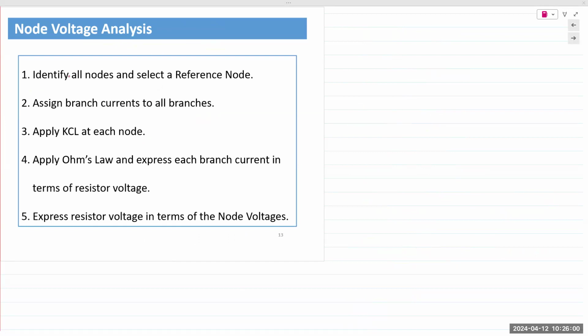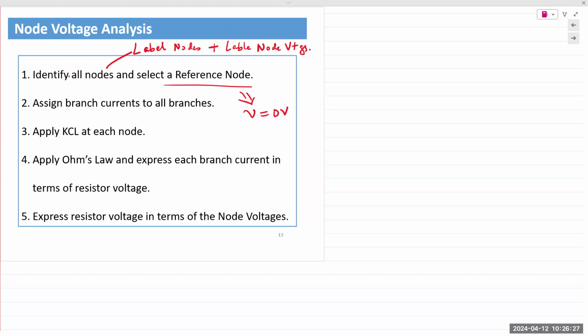Identify all the nodes, label all the nodes, and label all the node voltages, plus and minus label. And then, of course, you select a reference node. The reference node is automatically assigned a value of 0 volts.